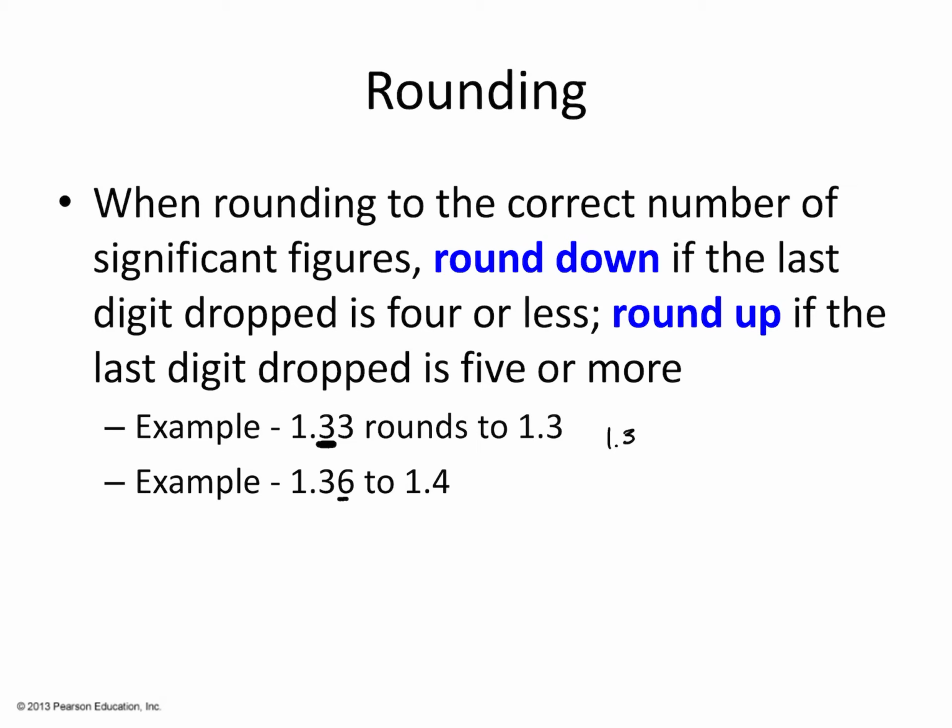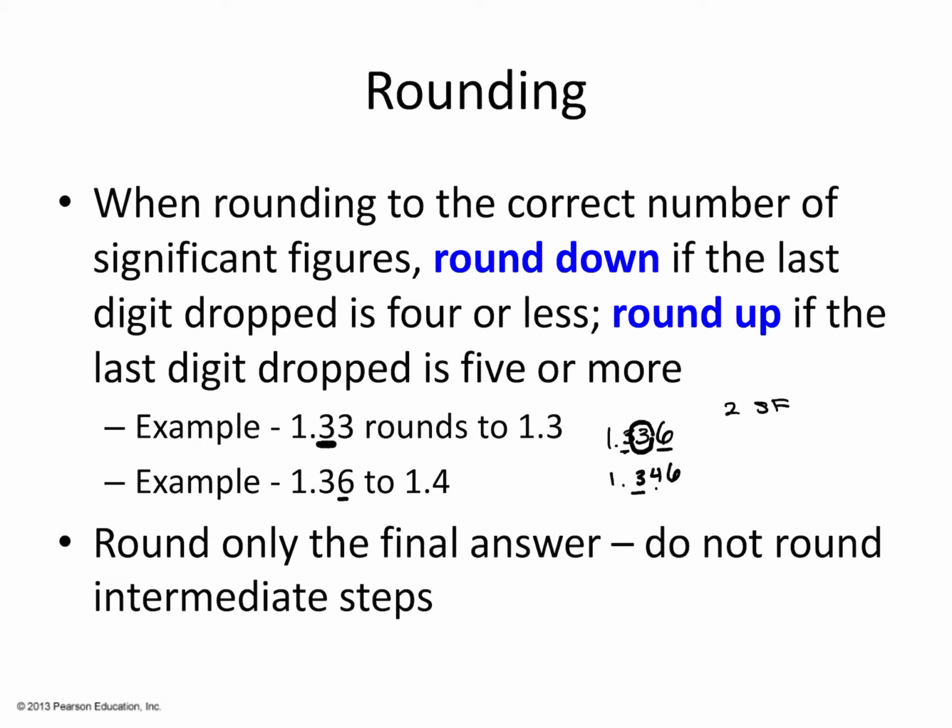Now I want to write you this example, 1.336. If I still want 2 sig figs, I'm still going to cut it off at this 3. Even though this number is above 5, the one that you're looking at is just the one next to it. So you would still round down. Another example would be 1.346. Well, this 6 would round this 4 up, but you're not looking that far. Since the 3 is where you're cutting it off, you're only looking at the number right next to it. Does it apply to being above 5 or below? Round only the final answer. Do not round your intermediate steps.